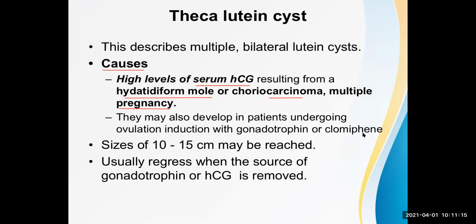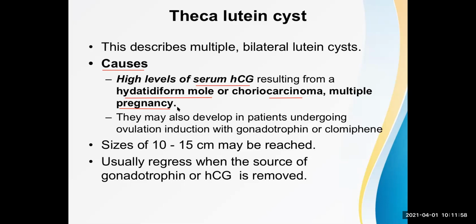Now, just come to the point here. If there is an excessive or high level of beta HCG, which is commonly found in hydatidiform mole or choriocarcinoma, or in case of multiple pregnancy, because hydatidiform mole or choriocarcinoma are called gestational trophoblastic tumor-like conditions. Hydatidiform mole is a tumor-like condition, and choriocarcinoma is a malignant tumor itself. In both those conditions, there is a high level of HCG, so that HCG continuously stimulates the corpus luteum, and it may result in formation of theca lutein cyst.